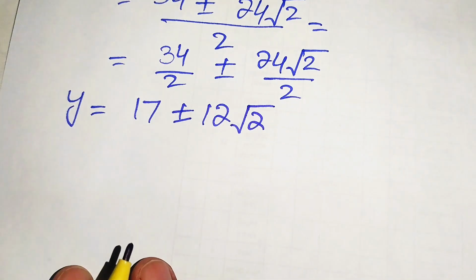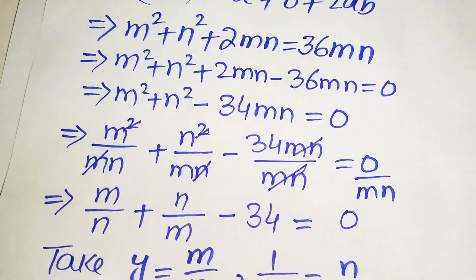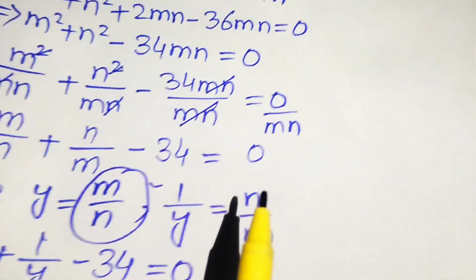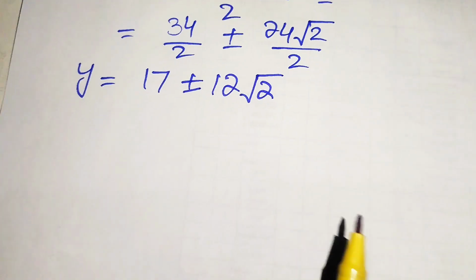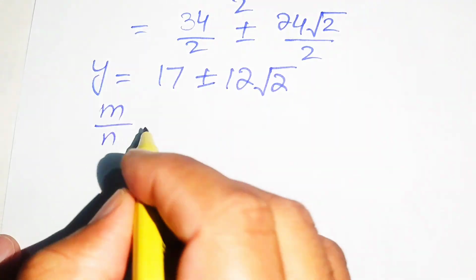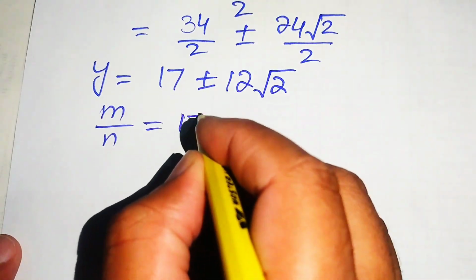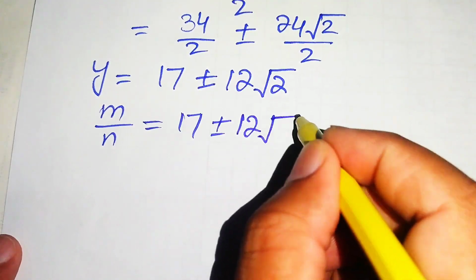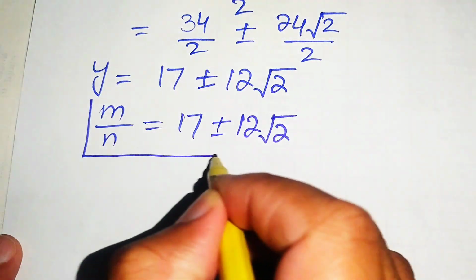Here in the start of the problem, we took y equals m over n. So we back substitute this value of y, so that this equation becomes m over n equals 17 plus minus 12 times the square root of 2.